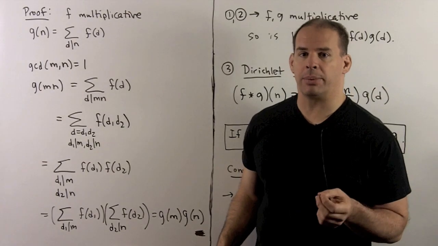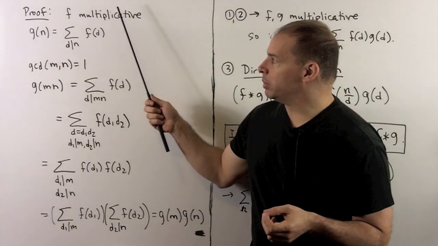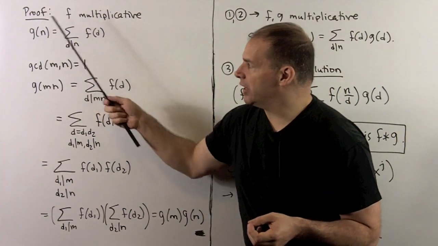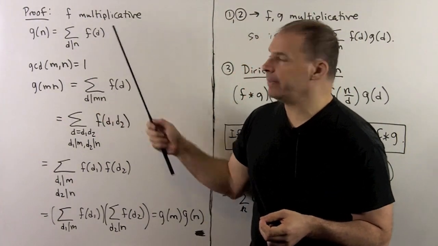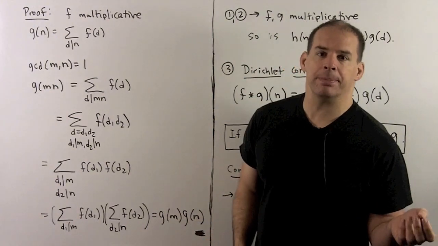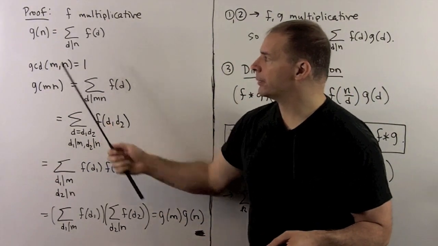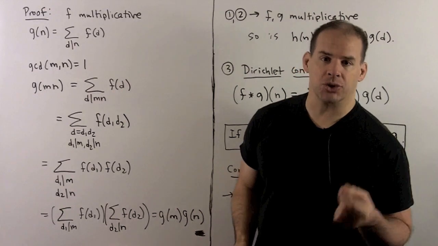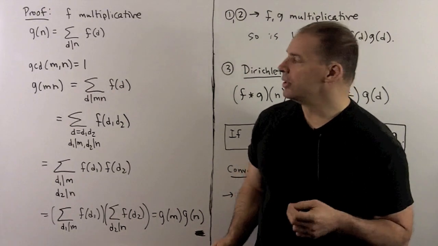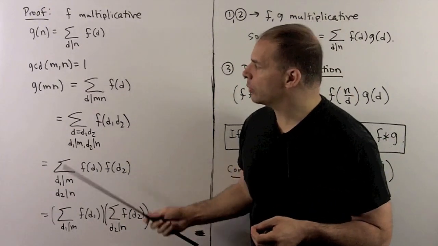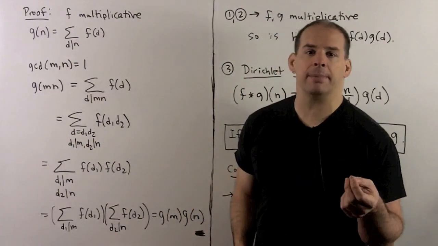Let's give a proof of the proposition. We have f multiplicative. We define g of n as the sum of f of d, where d ranges over all divisors of n. I want to show g is also multiplicative. So if m and n are relatively prime, we want to show that g of mn equals g of m times g of n.